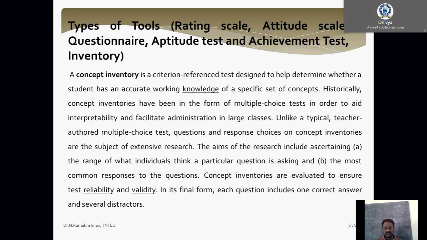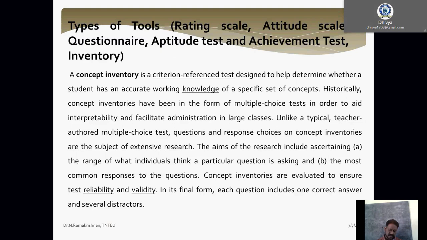Concept inventories are evaluated to ensure test reliability and validity. In its final form, each question includes one correct answer and several distractors, because normally when we are constructing an inventory, we should give distractors. I can give an example for you for distractors. Normally, students, after the class you are attending my multiple choice type of questions, and in which you can find the right answer, and the other answers will also keep on pulling you. I am the right answer, I am the right answer.